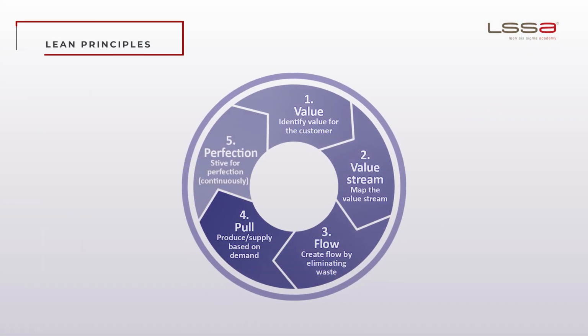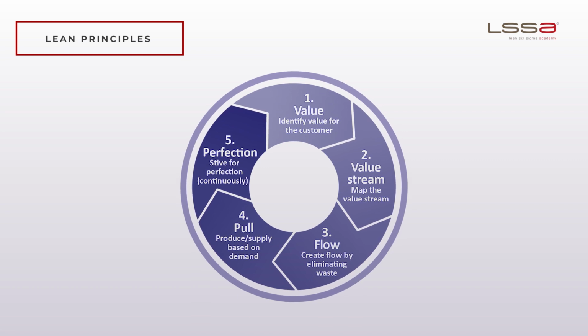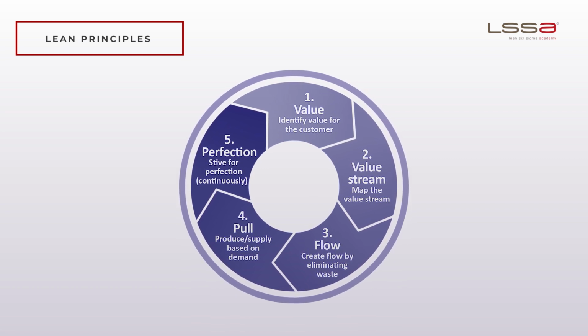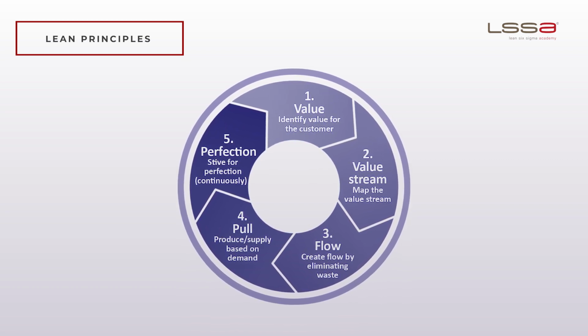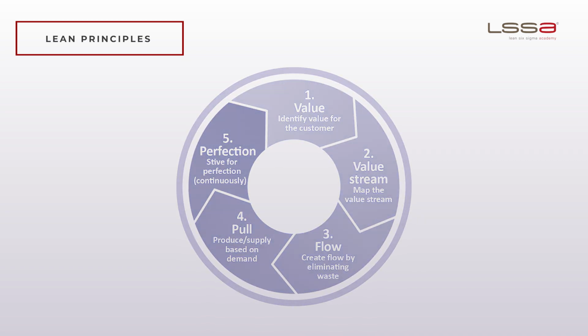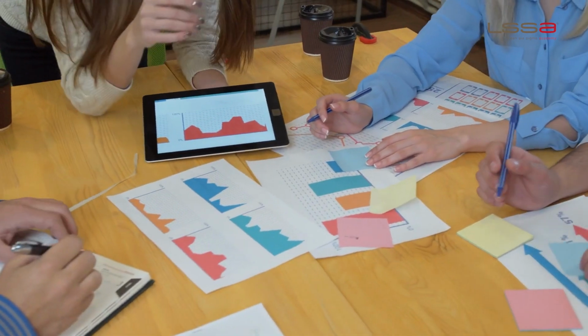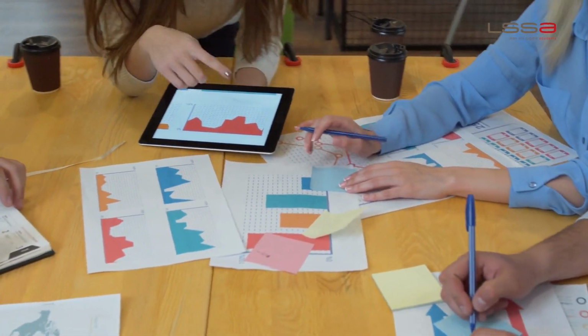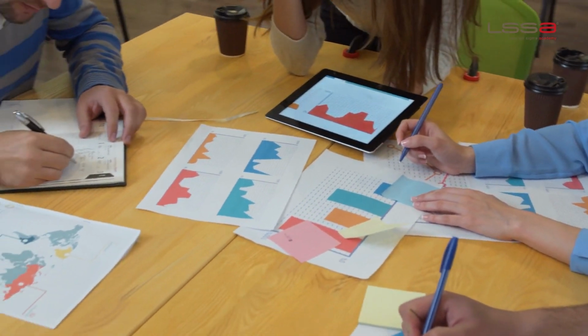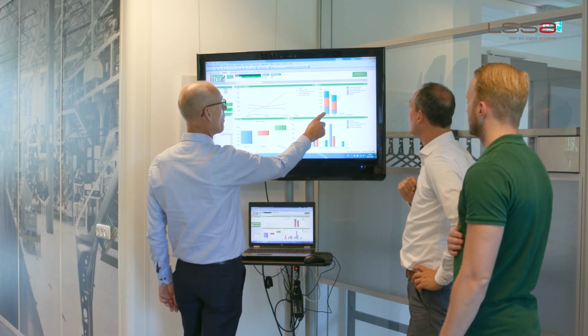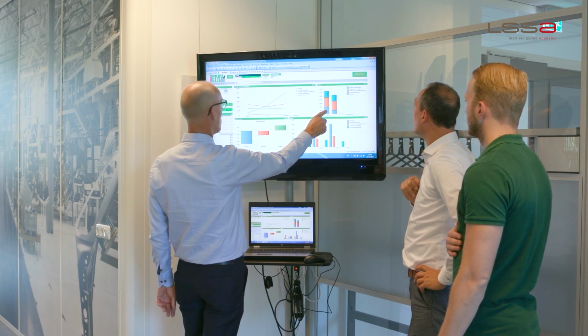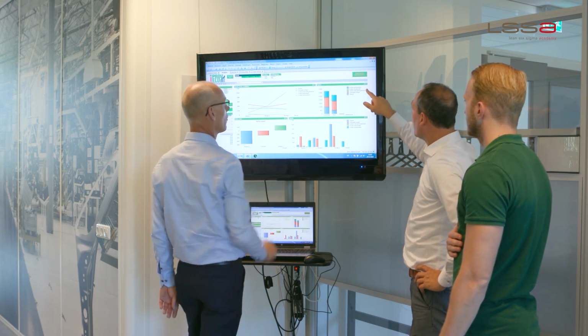Lean focuses on continuous improvement of processes through the implementation of many small improvement projects, also known as Kaizen events. Typical for this type of project is the elimination of waste and the reduction of cycle times. The continuous execution of small improvement steps will result in a major improvement in the end.